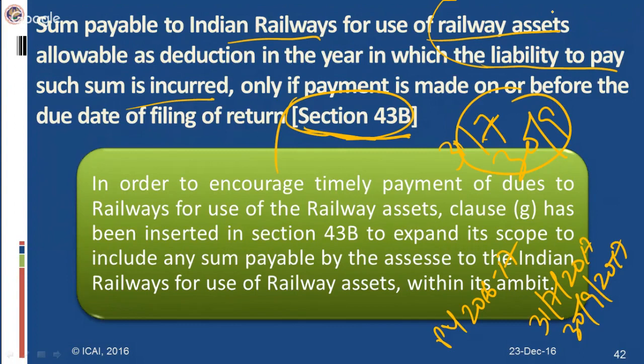These are the railway assets, and if anybody is authorized to use railway assets and has to make payment for that, only if they make that payment on or before the due date for filing the return will they be eligible to claim deduction in respect of that payment. Otherwise, deduction will be allowable only in the year in which the actual payment is made.